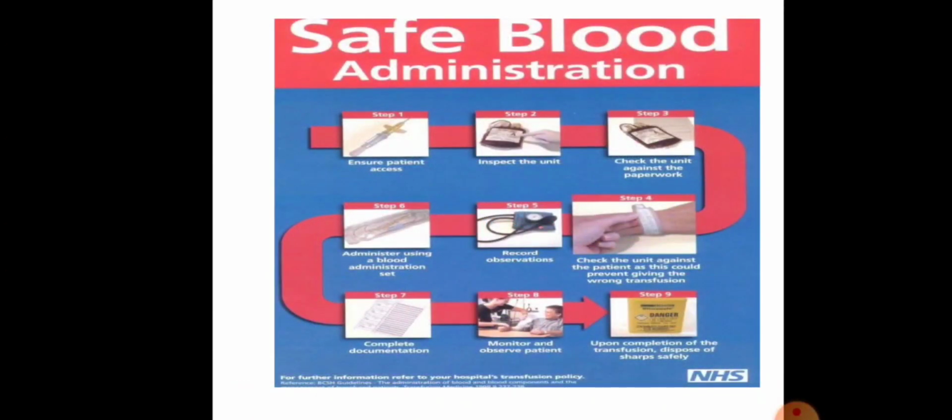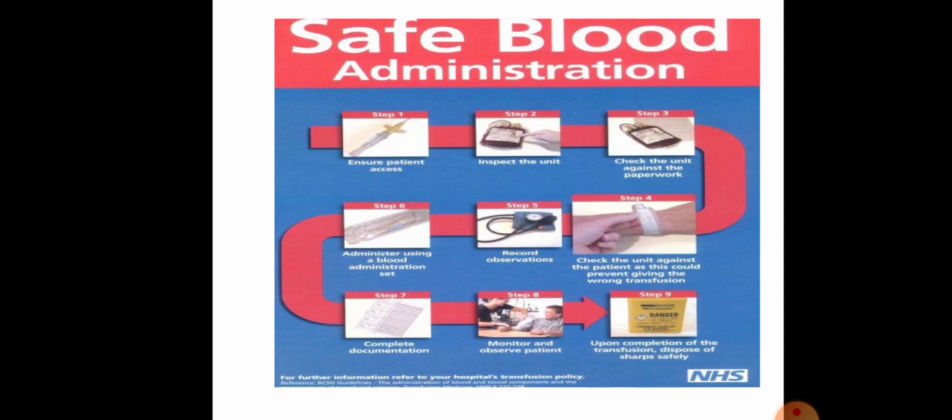How will you administer? After you have checked all the details, ensure the patient's access is there or not. Then you have to inspect the unit again. Before the patient is transfused, the ward person has to inspect the unit. That is mostly the nursing staff or the doctor. They will check the unit against the paperwork, and then against the patient, as this prevents giving the wrong transfusion. Fifth step, they will record the observations: BP, pulse, respiratory rate, and temperature.